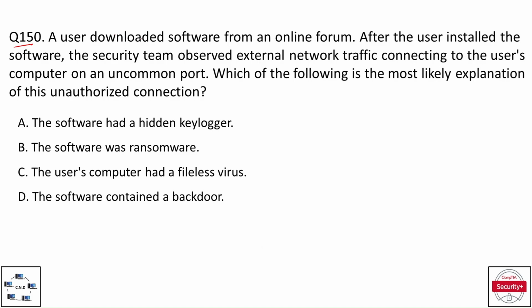Question number 150. A user downloaded software from an online forum. After the user installed the software, the security team observed external network traffic connected to the user's computer on an uncommon port. Which of the following is the most likely explanation for this unauthorized connection? And the options are option A, the software had a hidden keylogger. Option B, the software was ransomware. Option C, the user's computer had a fileless virus. And option D, the software contained a backdoor. The correct option is option D, the software contained a backdoor.